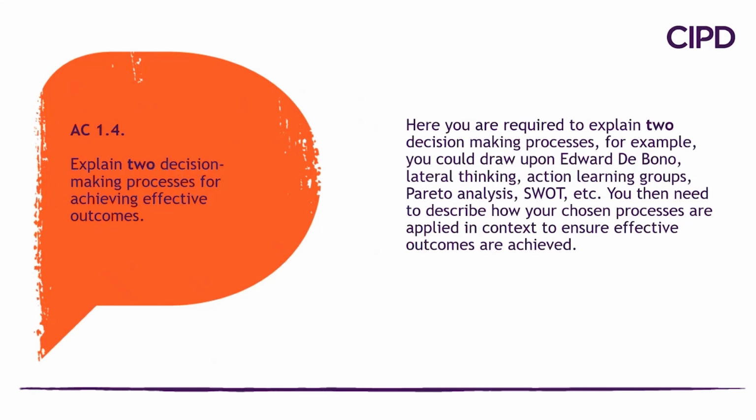So AC 1.4, for this AC, you need to explain two decision-making processes for achieving effective outcomes. Here you're required to explain two decision-making processes. For example, there's quite a lot you could go at, but you could draw upon Edward de Bono's lateral thinking, action learning groups, Pareto's analysis, SWOT, etc. You then need to describe how your chosen processes are applied in context to ensure effective outcomes are achieved. So that's within the world of people practice or your own practice. Next slide, please.